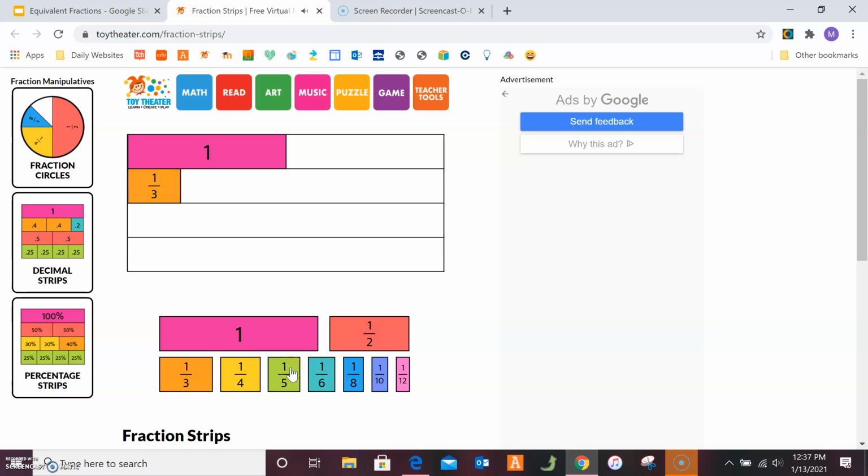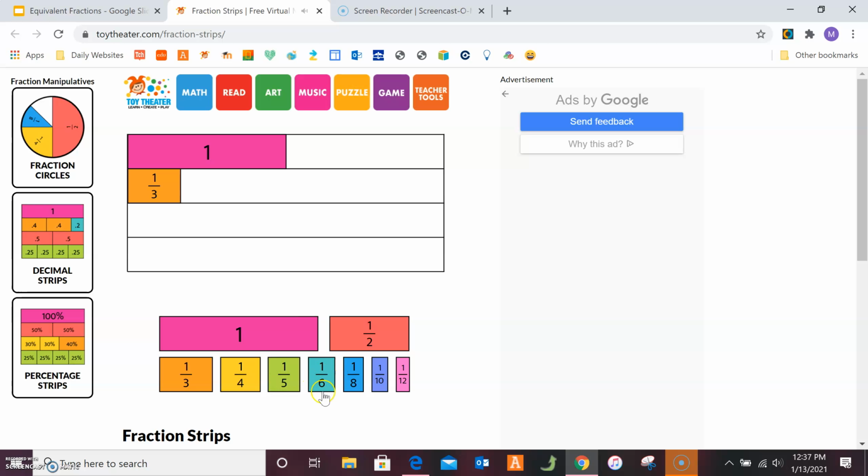Let's go ahead and try our 1/5. Before we go to it, make your prediction. Do you think fifths are going to work? Let's find out if you were right. There's 1/5. Let's count it. 2/5. So 1/5 is not enough. 2/5 is too much. So fifths did not work. Did you get that right? Did you make a good prediction?